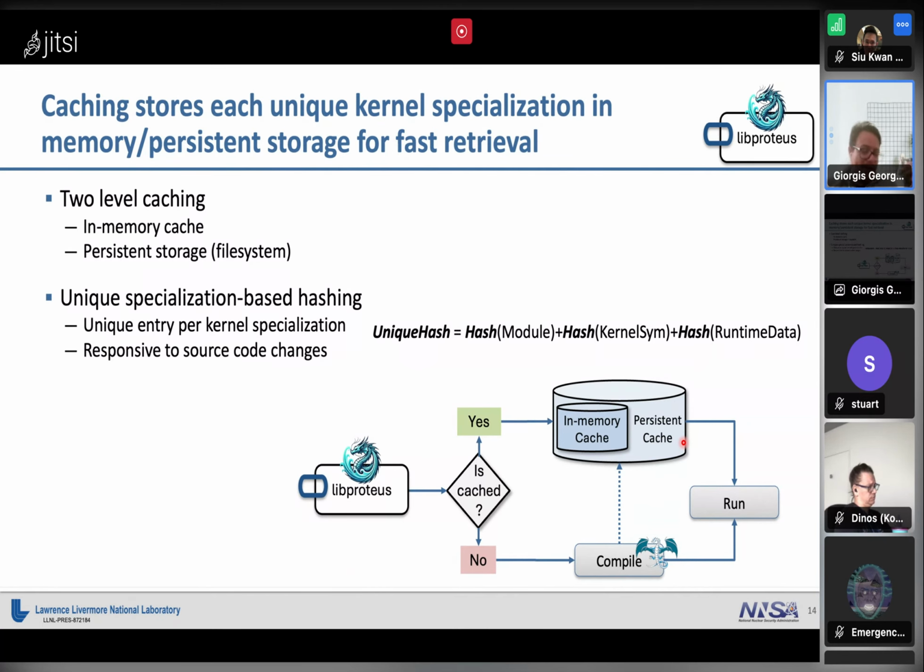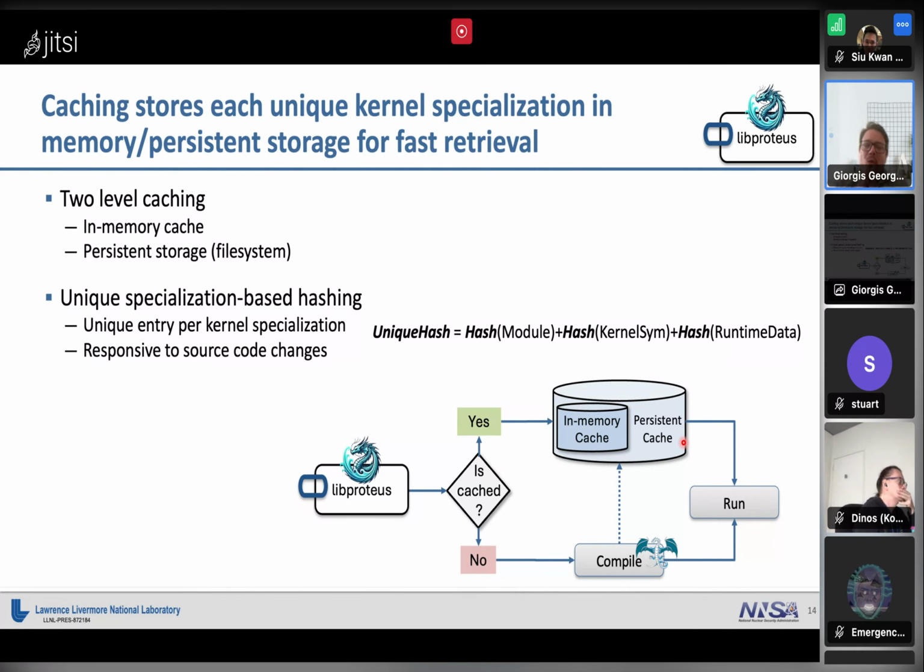And caching in Proteus has two levels. We have the in-memory cache, and we have the persistent storage cache, which is in the file system. The in-memory cache is created in memory while the program runs. The persistent cache is stored and persists across runs of the program, and it's basically used to feed the in-memory cache. Now, the compilation result that we cache is the kernel along with all its specializations. So every specialization of the kernel is basically a unique entry in that cache.